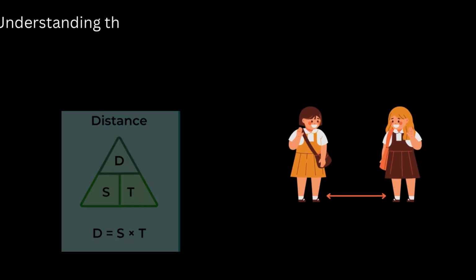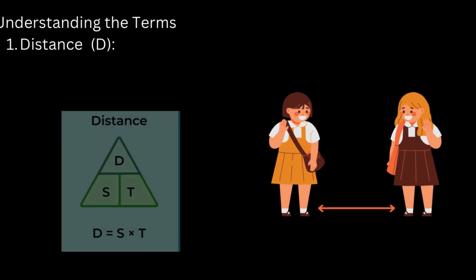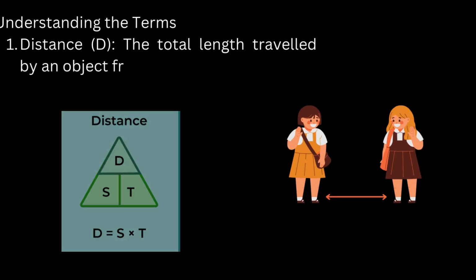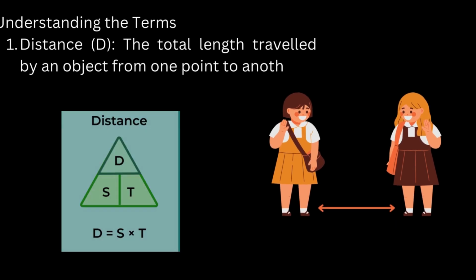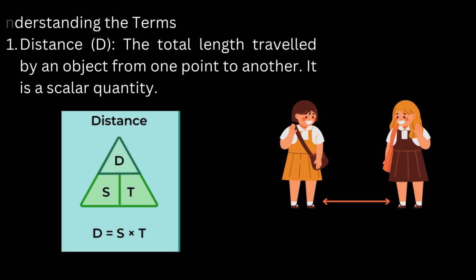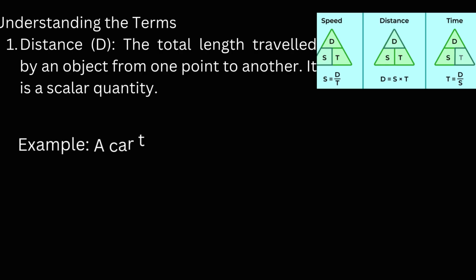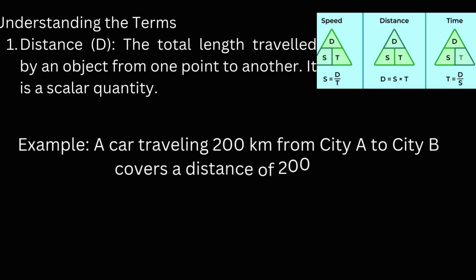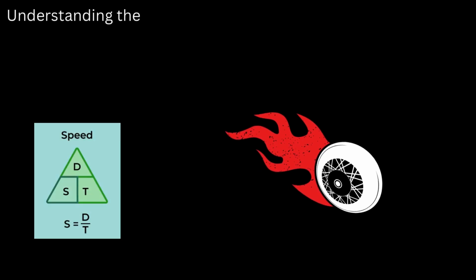Let's understand these terms. Distance is the total length traveled by an object from one point to another. It's a scalar quantity, meaning it has magnitude and no direction. Let's say one example, a car traveling 200 km from one city to another city covers a distance of 200 km.